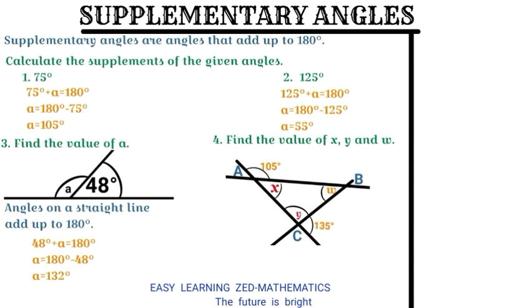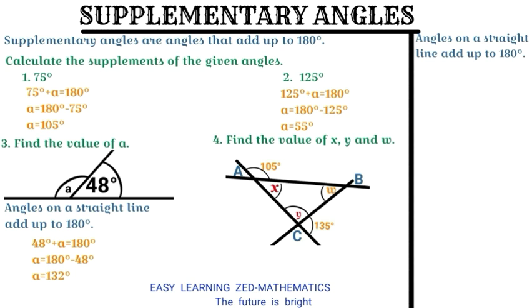Okay, I'll take it that viewers, you paused the video and you attempted to find the value of x, y, and w. Let me show you how you can find the value of x, y, and w. So what you need to do is first find the property that you're going to use. So I'm going to start at x. I'm going to use the property of angles on a straight line add up to 180 degrees.